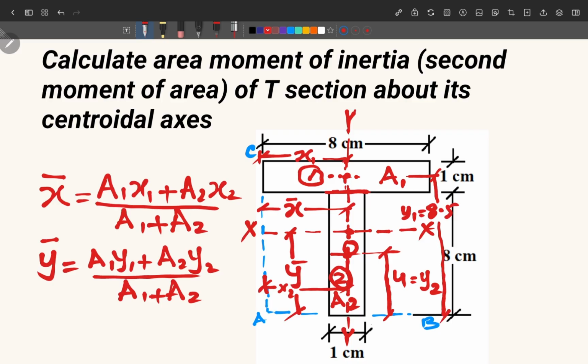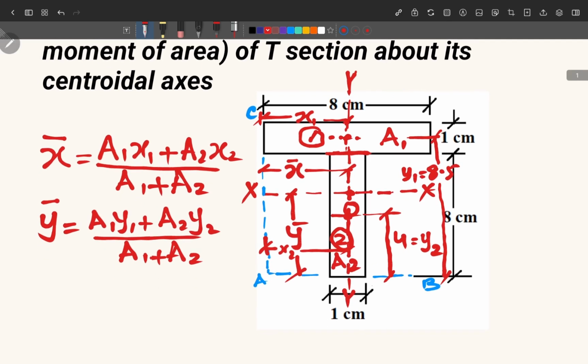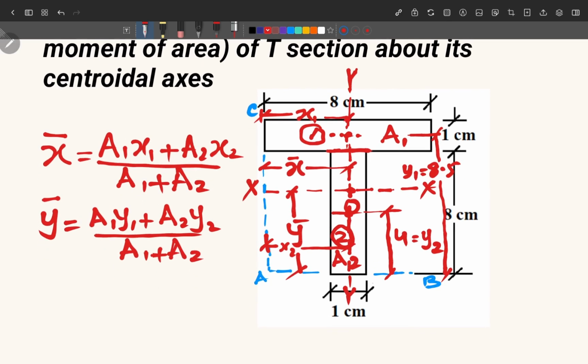Now we have found the values of these numbers. A1 is just the area, which you can easily calculate, 8 into 1, and here also A2 is 8 into 1. Now we put the values here and calculate the positions of these centroids. So x bar is, area A1 is 8 into 1 multiplied by x1, which is half of 8, that is 4.